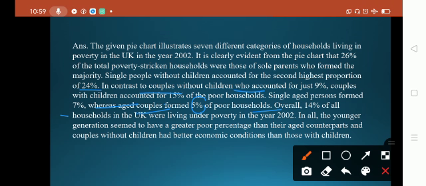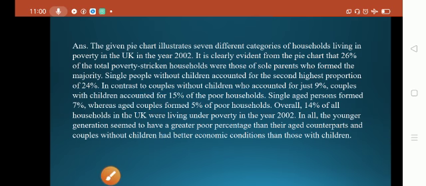So we have given these data. Okay, over 14% of all the households in the UK were living under poverty in the year 2002. In all, the younger generation seemed to have a greater percentage than their aged counterparts, and couples without children had better economic conditions than those with children. So you can compare and contrast the families and the people who are more economically dependent and economically independent. So this is just for your idea, so you must have got an idea how to do that.